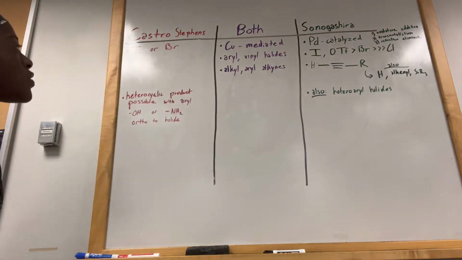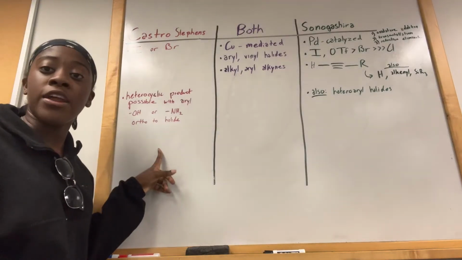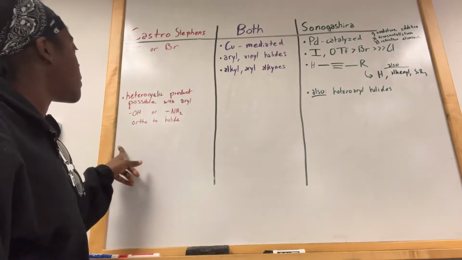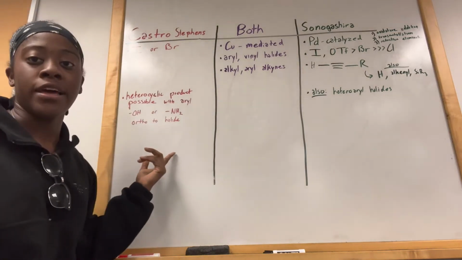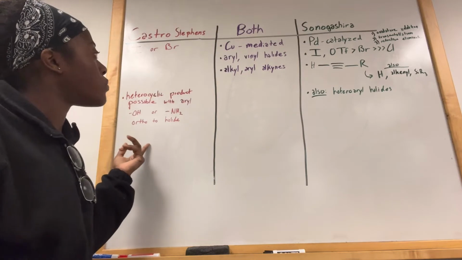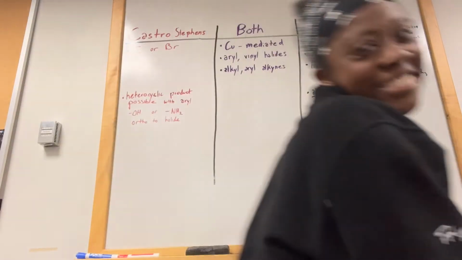One thing that's special about the Castro-Stevens is that it has the possibility of forming heterocyclic products using either alcohols or amine groups ortho to the halide, ortho to the aryl halide. Let's take a look at our reactions.